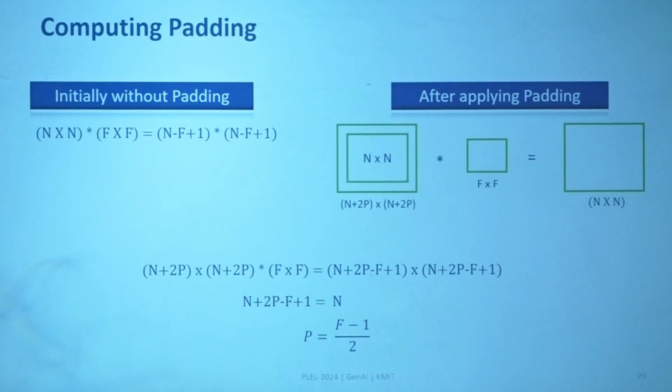Just a simplification of the logic is here. Both the equations we are mapping. So this equation n plus 2p minus f plus 1 is equivalent to the original size n. From this you are getting the p value as (f minus 1) by 2. That could be your p value. Good.